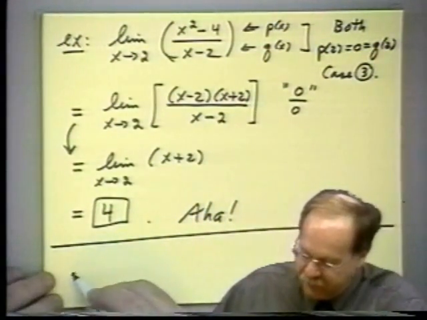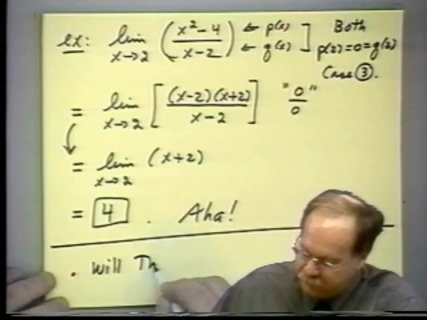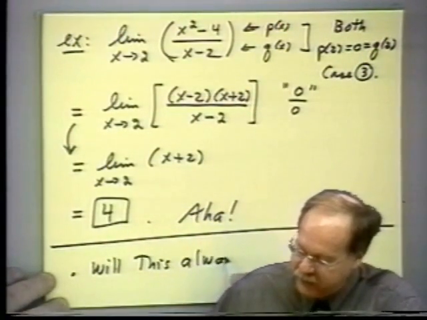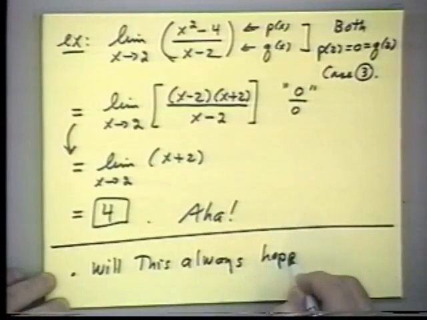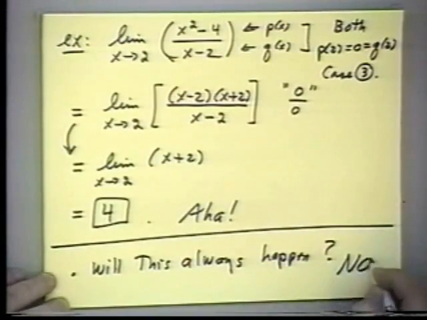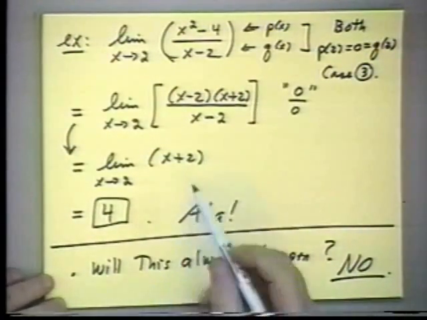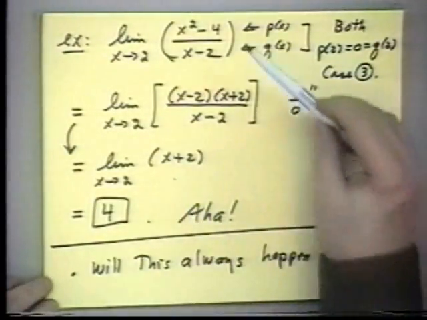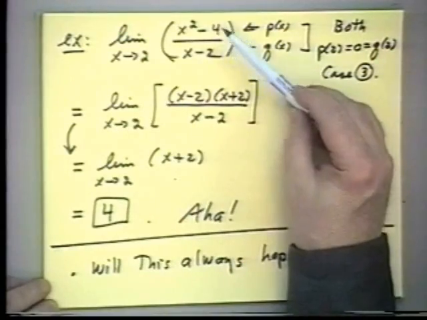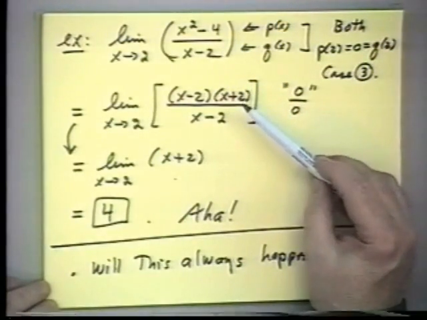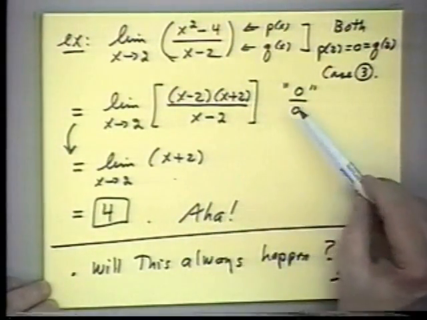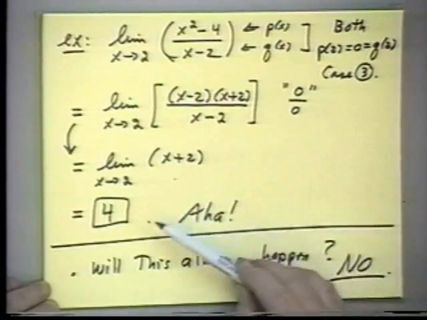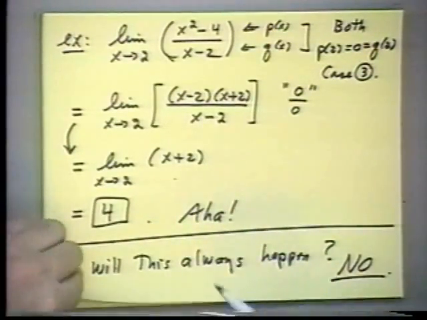Will this always happen? No, unfortunately. What we've discovered here is one particular technique that if you have an algebraic expression with polynomials, you might be able to apply to end up determining this indeterminate form, as in this case 4.